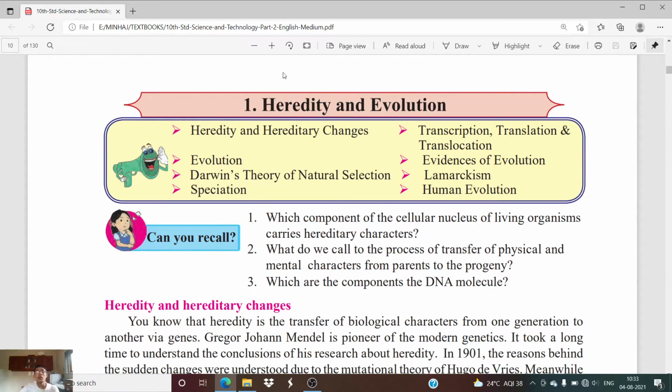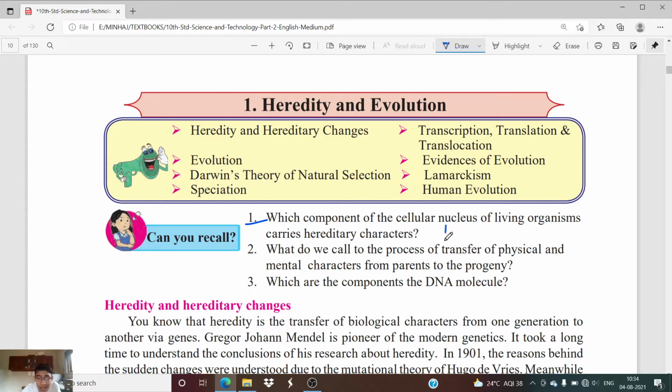Now, before going to the chapter, let us answer these basic questions. What is the first question? Which component of the cellular nucleus of living organisms carries hereditary characters? Which is the component in our cell that is going to carry the characteristics of parents to the offspring, to their children? What is that component?